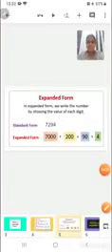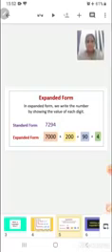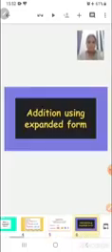Let us see one more example. Here the number is given as 7294. The expanded form of the number is 7000 plus 200 plus 90 plus 4. Now children, how we are going to use expanded form in addition? Let us see.